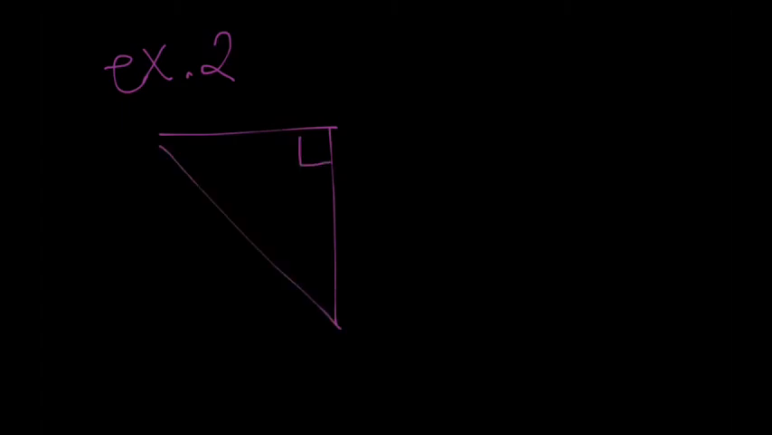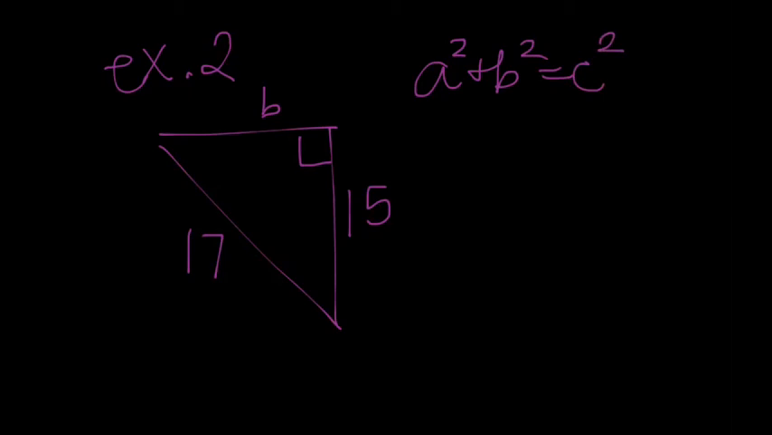My next example, we'll call this side 15, the hypotenuse 17, and I do not know this side. Let me just make this a little more clear. Okay, so my formula is a squared plus b squared equals c squared. And I'm going to substitute. My a will have 15 squared. Don't know my b. I'll leave that b squared equals c squared, which is 17 squared.